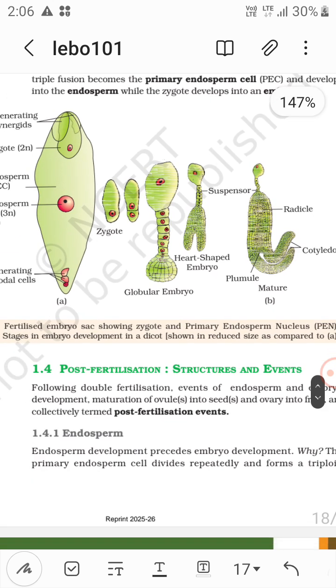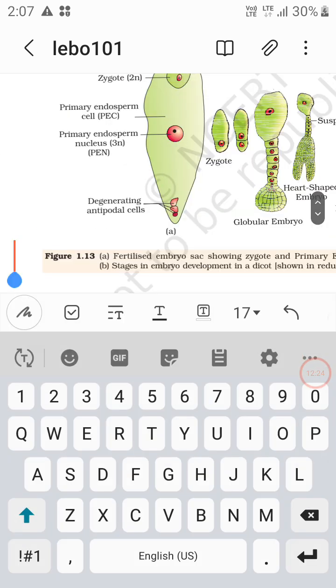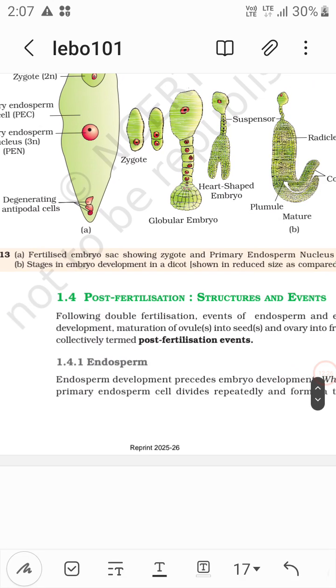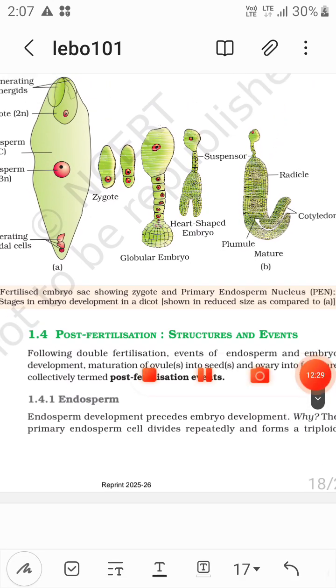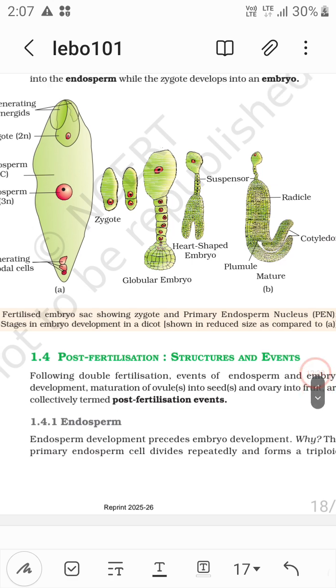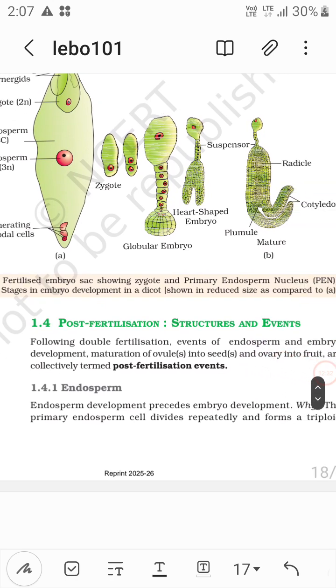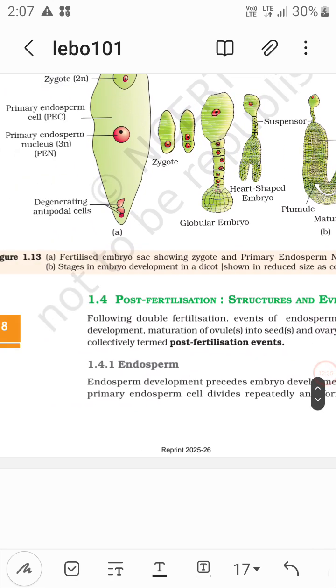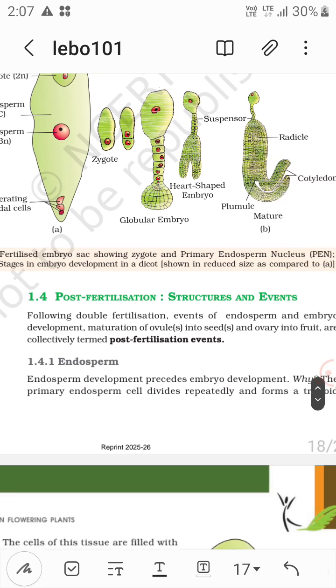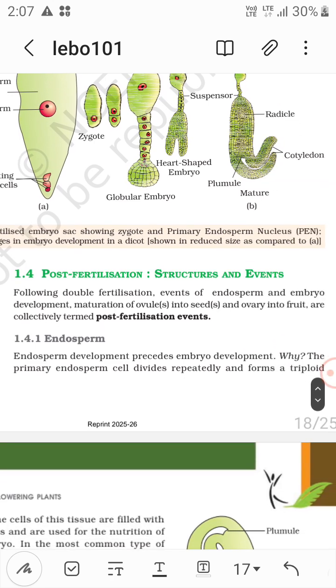The stages in embryo development in a dicot are shown in reduced size as compared to the adult one. So, the fertilized embryo sac showing zygote and primary endosperm nucleus, that is PEN, and stages in embryo development in the dicot, right?